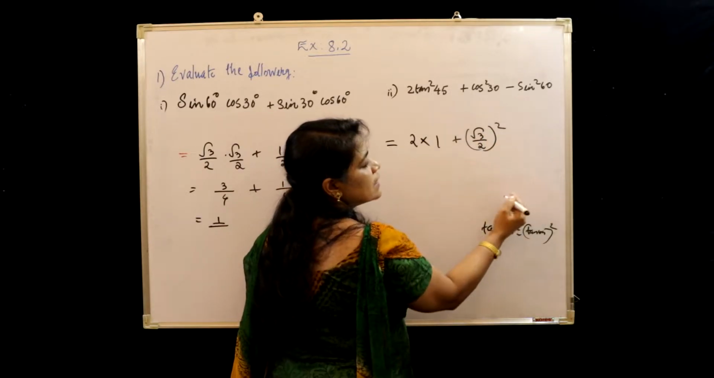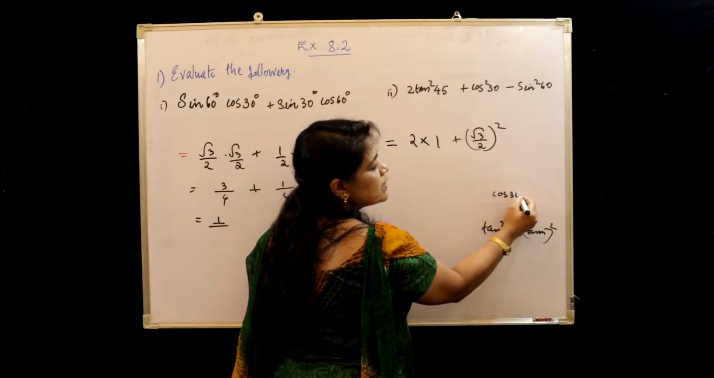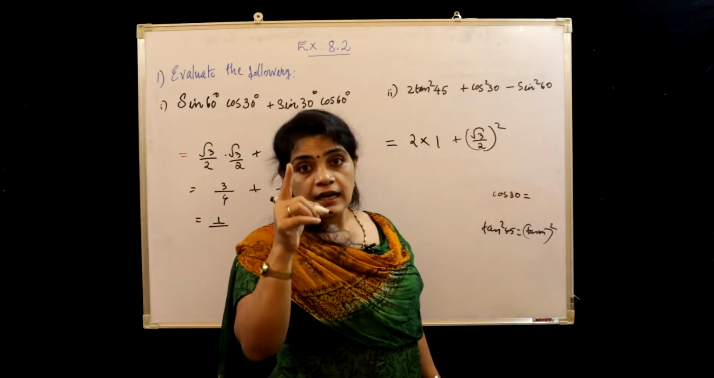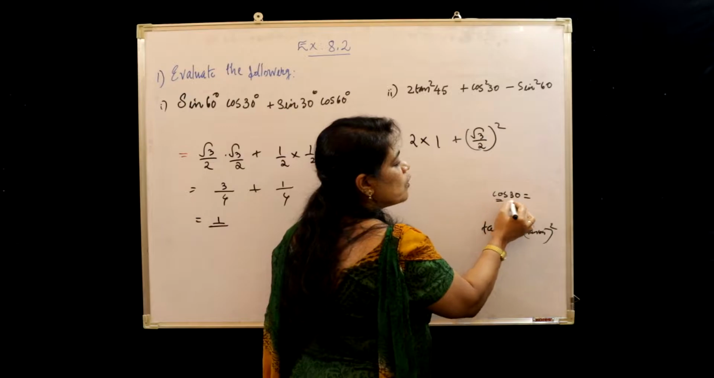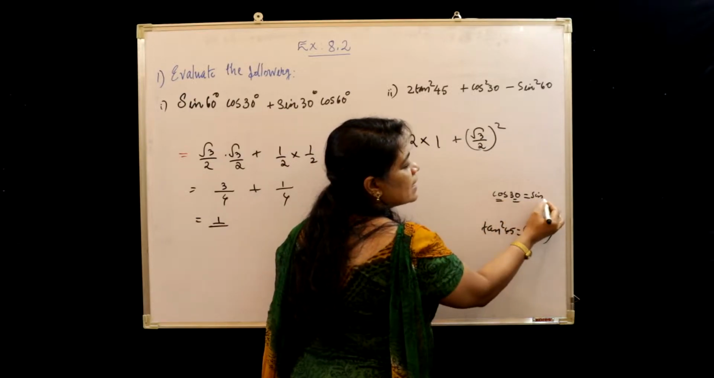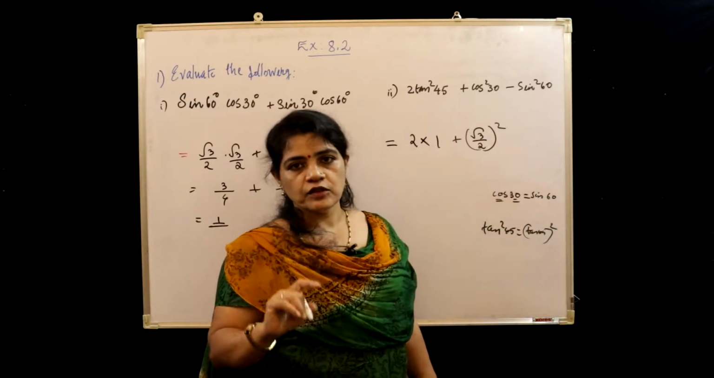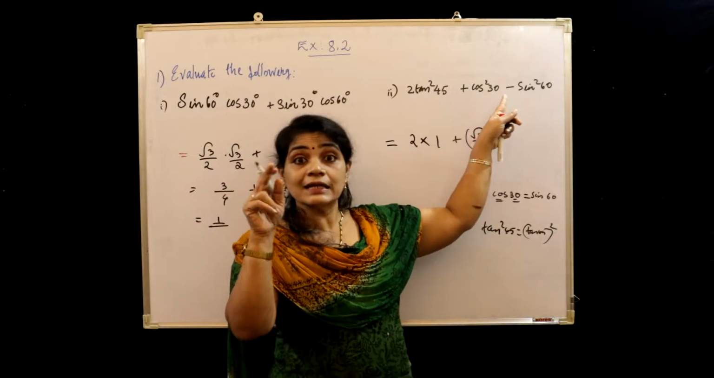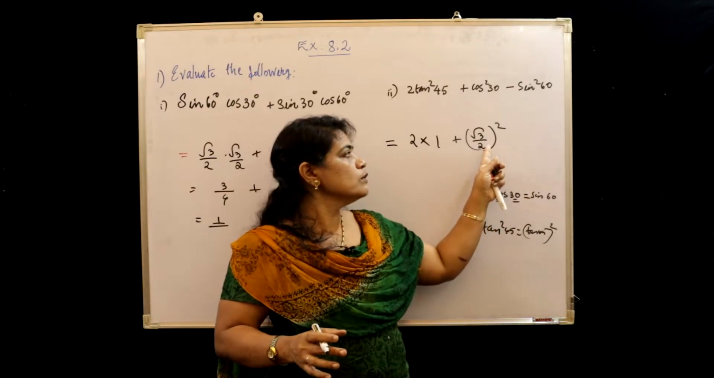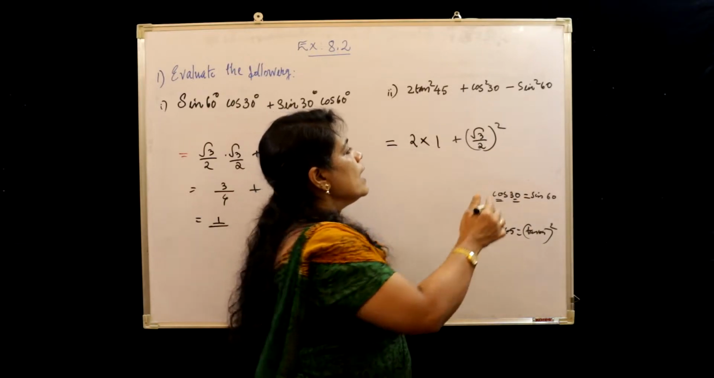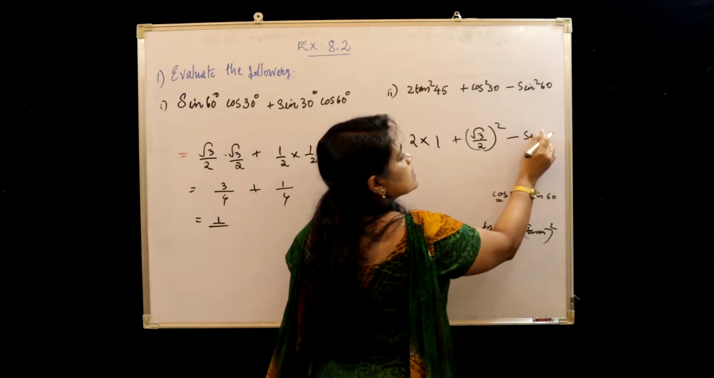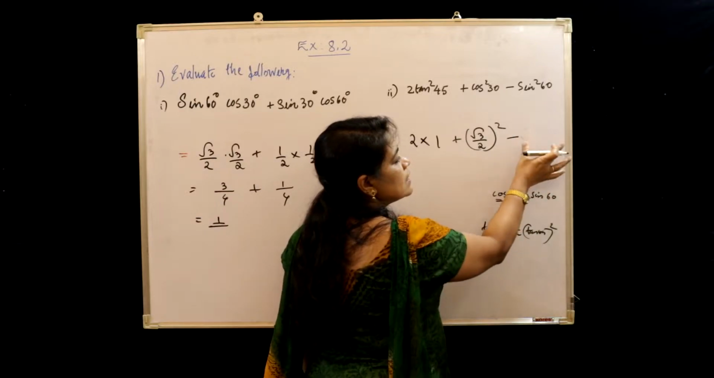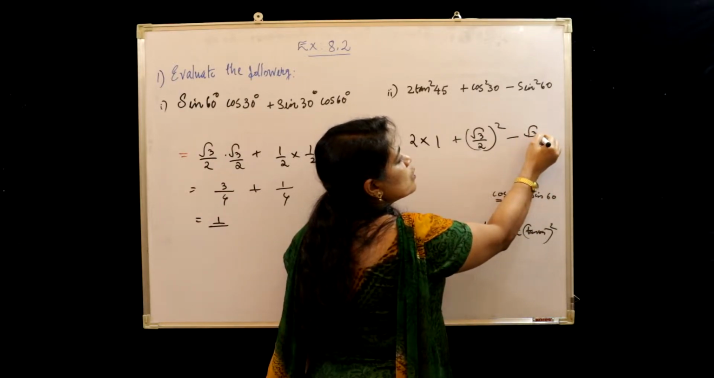It is clear, children? That is cos 30. In order to get the value of cos 30, write down the complementary function of cos, that is sine, and angle 60. From the first row, sine 60 is root 3 by 2. And cos square 30 is the square of that value, that is root 3 by 2 whole square. Minus sine square 60. Sine square 60, we have seen, is equal to root 3 by 2 whole square.